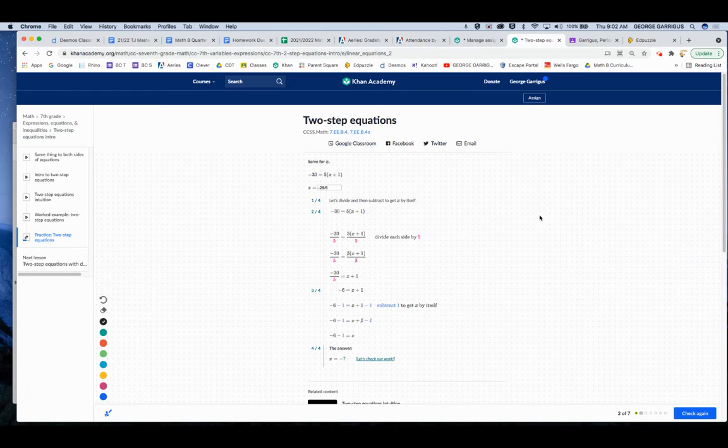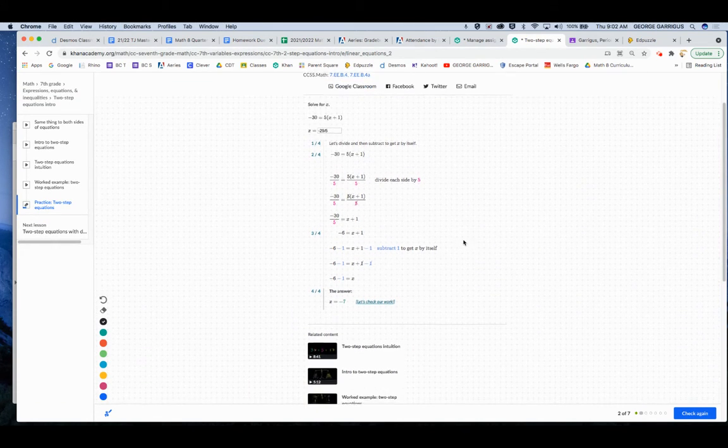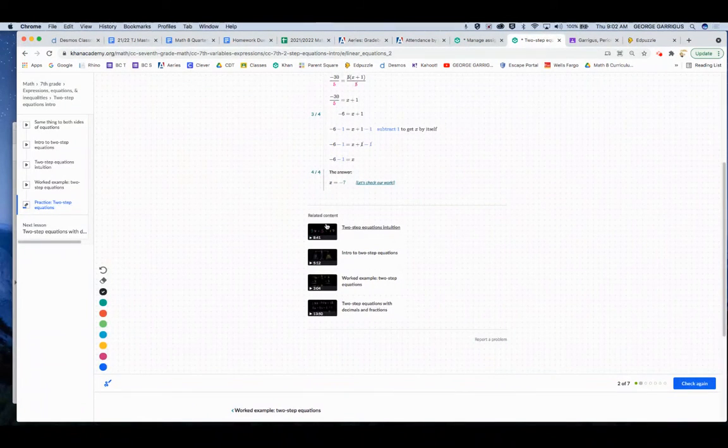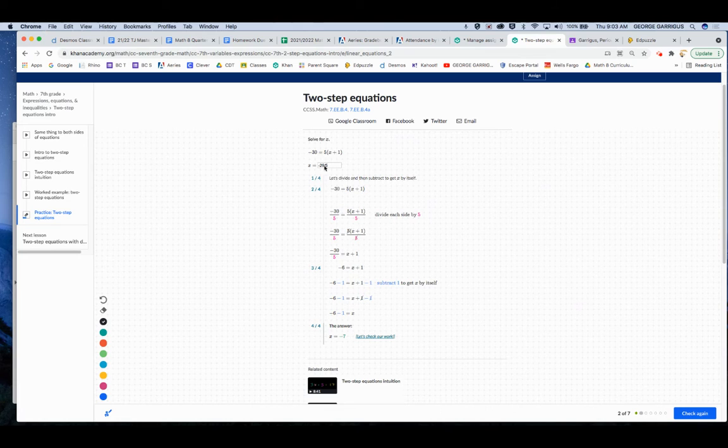So as you can see, when I hit the help button, this expanded all the help. Oftentimes you can see it one at a time. But look, I have videos that'll support me. Intro to two-step equations. That would be a good one to start with. There's a worked example. There's a much more difficult example. And then there's this one, which is intuition. That's kind of mental math. So I need to look at this, and now I'm going to need to go through each step.